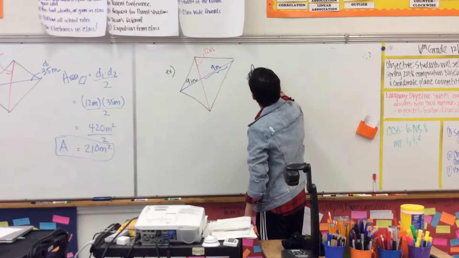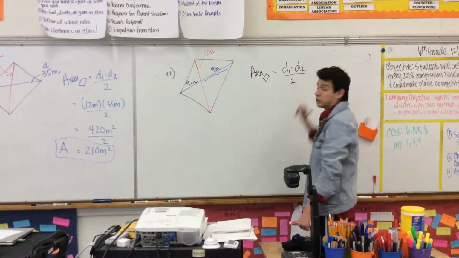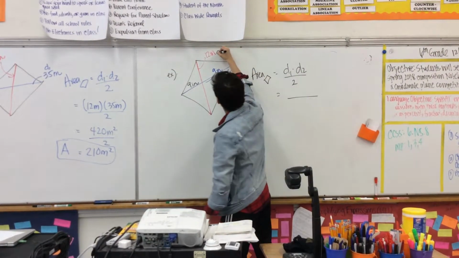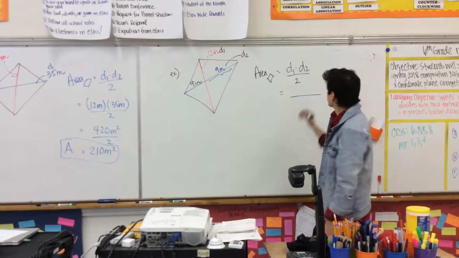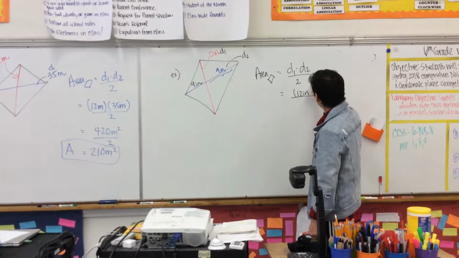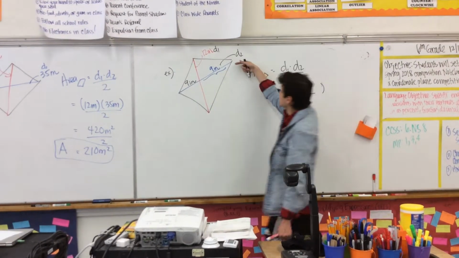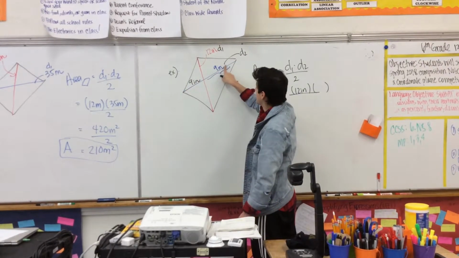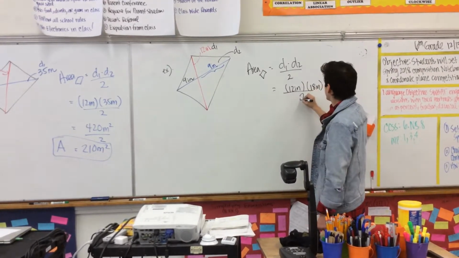Area of a rhombus, diagonal 1 times diagonal 2 divided by 2. Okay? Let's call this one diagonal 1, call this one diagonal 2. Diagonal 1 is worth 12 inches. Diagonal 2 is not 9. Diagonal 2 is all of this piece right here. So 9 plus 9 is 18 inches divided by 2.